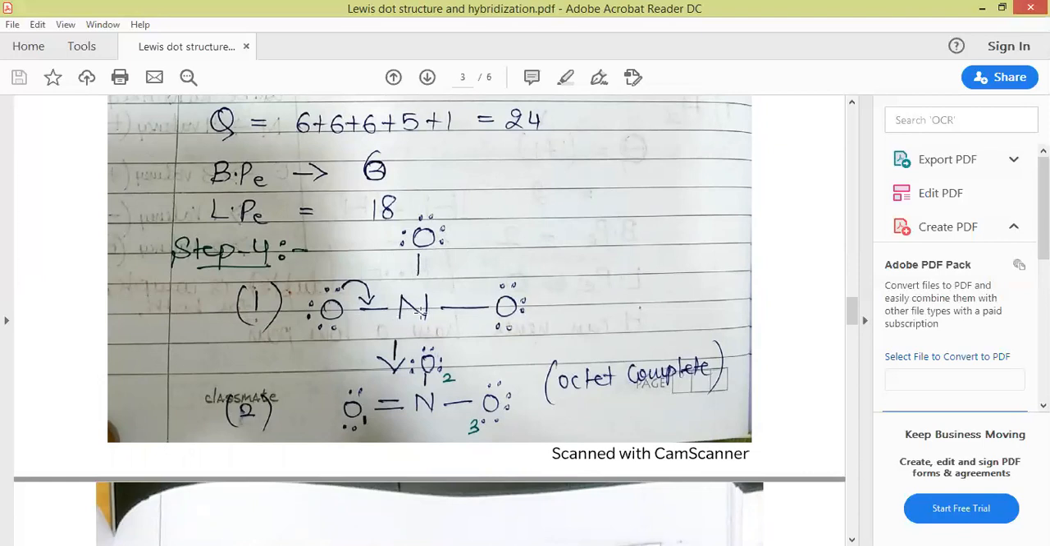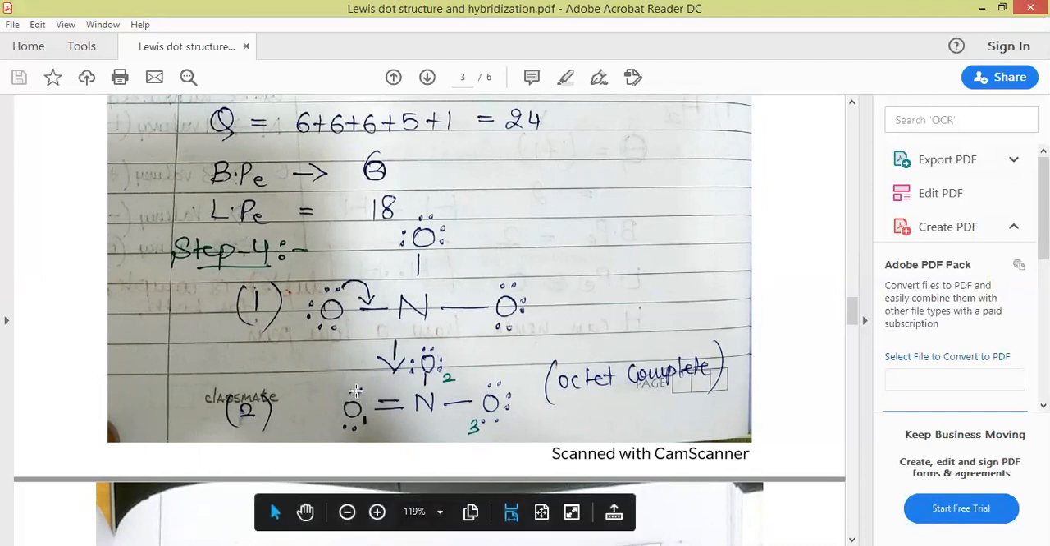Next we need to count the octet of nitrogen. Here nitrogen has 6 electrons. The octet is not complete, and we have already discussed in the rules that the central atom can have more than 8 electrons, but it can never have less than 8 electrons. It must have 8 or more electrons associated with it. So we'll shift this lone pair, as it can also serve as the double bond. So this lone pair will come here.